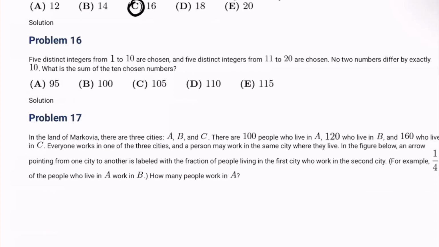5 distinct integers from 1 to 10 are chosen, and 5 distinct integers from 11 to 24 are chosen. No two numbers differ by exactly 10. What is the sum of the 10 chosen numbers?